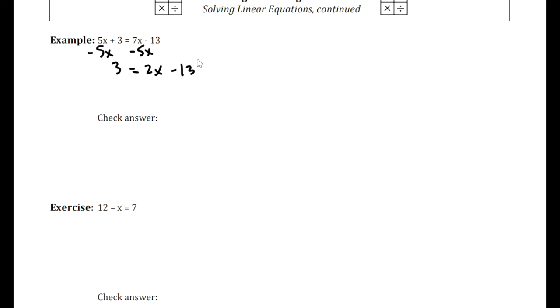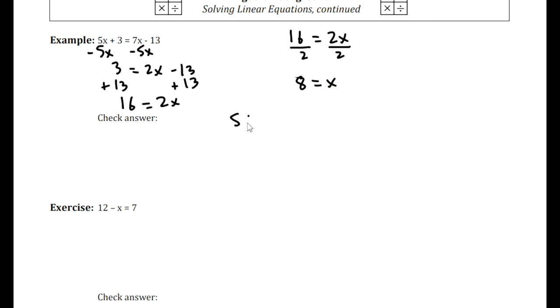Then we do the opposite of subtracting 13. We add 13 to both sides. That gives us 16 equals 2x. Finishing up over here, if I have 2 times x, the opposite of multiplying by 2 is dividing by 2. So I divide both sides by 2, and we have our answer. Of course, we'll check, is x equal to 8?